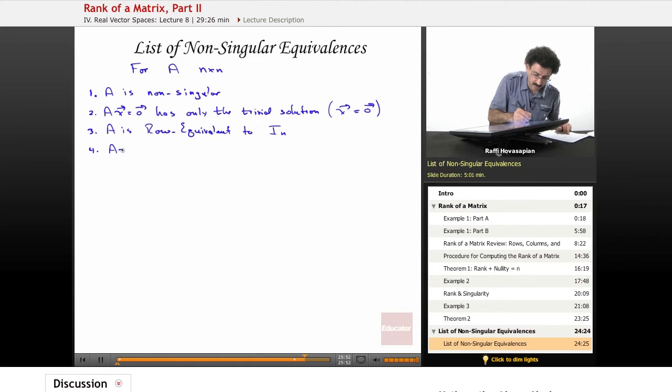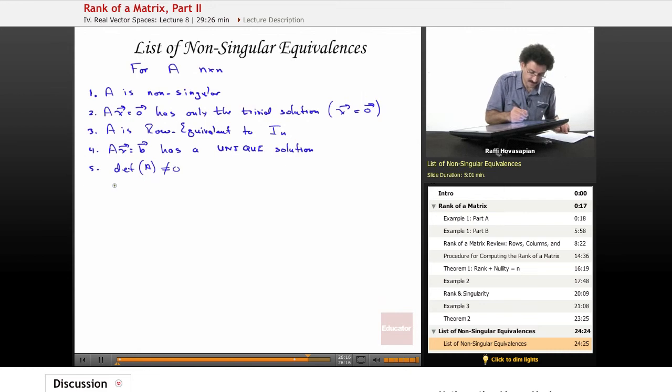4, AX equals B, the associated non-homogeneous system, has a unique solution, only one. 5, the determinant of A is non-zero. 6, A has rank n. 7, A has nullity 0.